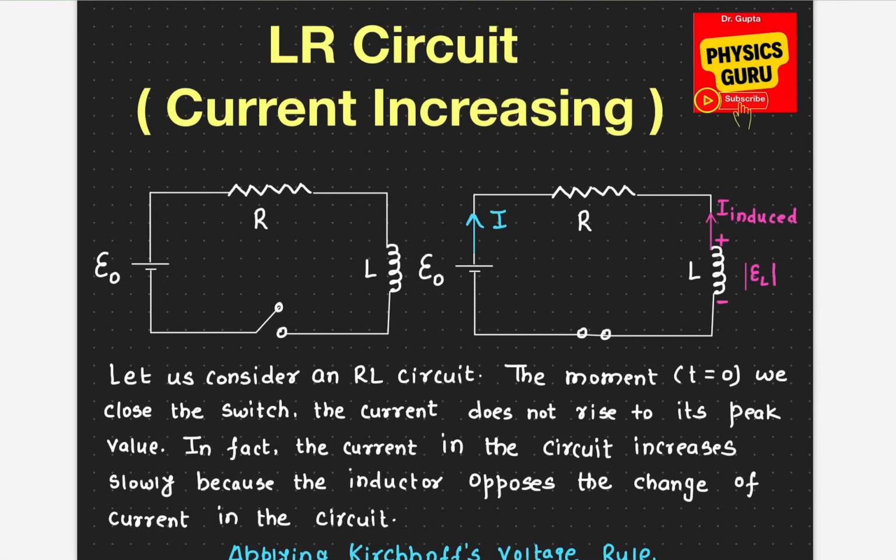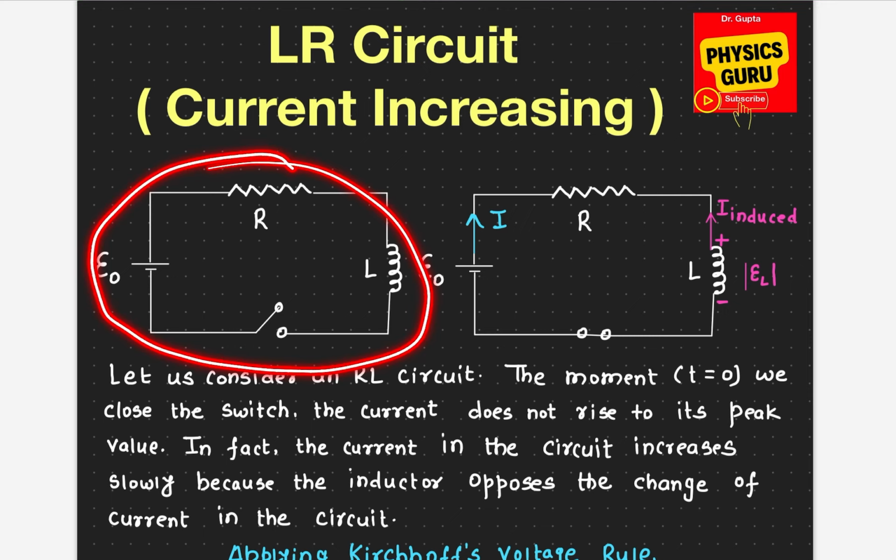Good morning, everyone. In this video, I'm going to talk about the LR circuit, or sometimes we call it an RL circuit. The L stands for the inductor, and R is for the resistor, where inductor and resistors are connected together in a circuit. So let's start with the circuit here.